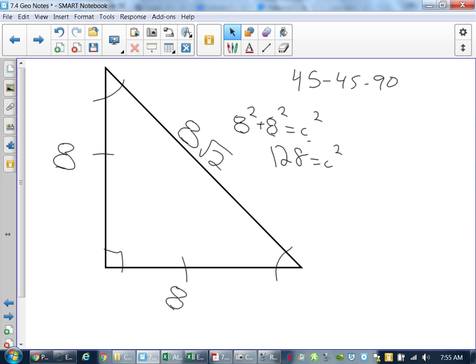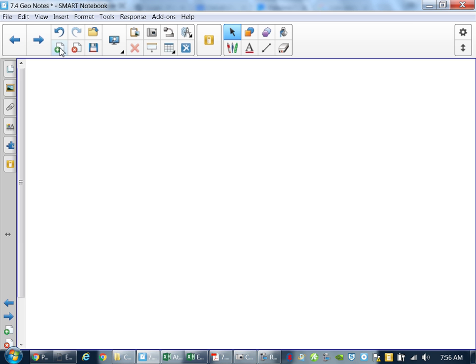What if it was 18? What do you think that's going to be? 18 root 2. What happens here is that within special right triangles for the 45, 45, 90, there is always a certain pattern that occurs. And what happens here is the following.